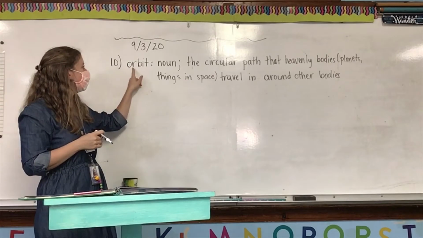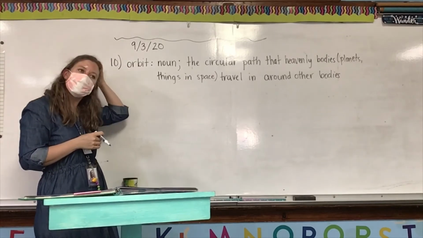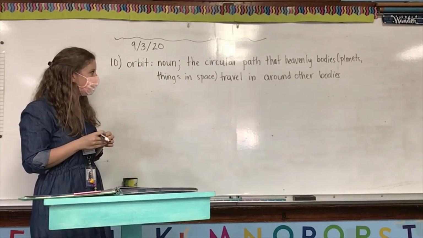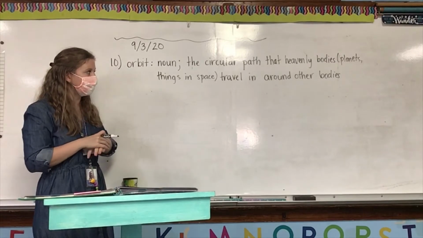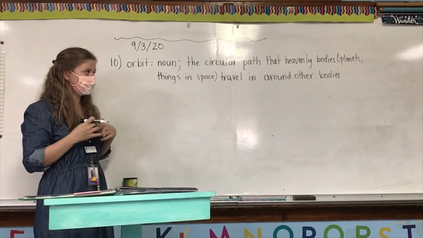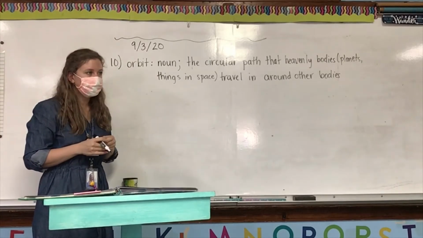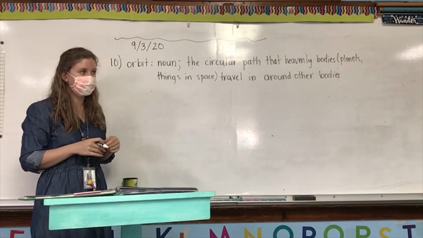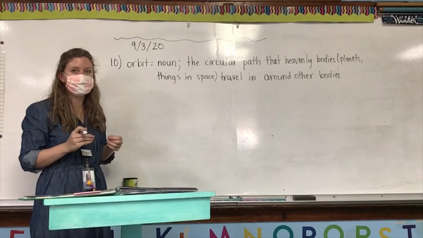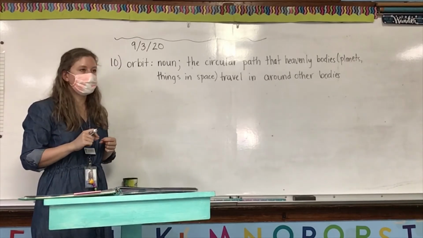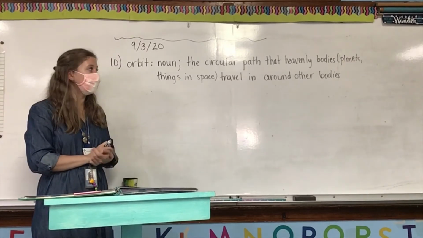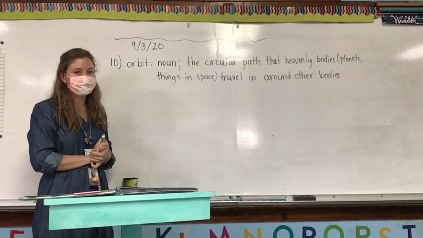So orbit, O-R-B-I-T, is a noun, and it is the circular path that heavenly bodies, like planets or things in space, travel in around other bodies. In our case, it's the way the planets move. It's the circular path that the planets travel in around the sun.